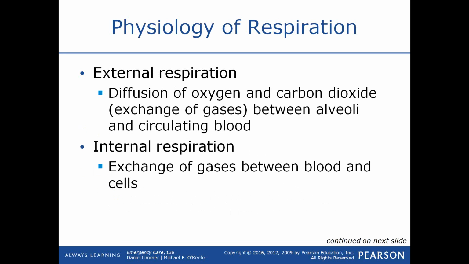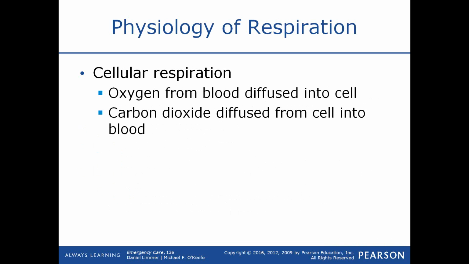Internal respiration, as we had mentioned, is the exchange of gases between blood and the cells, and that's known also as offloading. And things that affect the oxygen's ability to go into the cell include things like your body temperature and your pH. The more acidic or alkalytic you are, the harder it is for oxygen to get into the cell. The colder you are, the harder it is for oxygen to get into the cell.